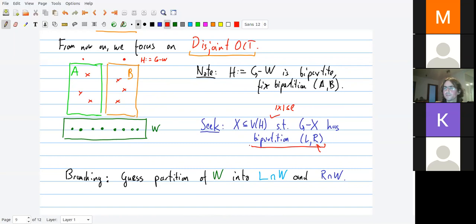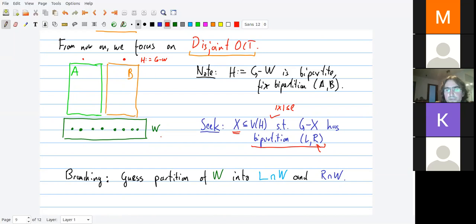It's not immediately clear why it doesn't matter that the final bipartition can be different from the one we fix. Well, it can be very different from the one we fix. We fix the bipartition AB of H because we know it is bipartite, so we will use this bipartition in the analysis. But the final bipartition of the graph after deleting X may be orthogonal to this bipartition AB, because this bipartition LR can include and will include some of the vertices of W.